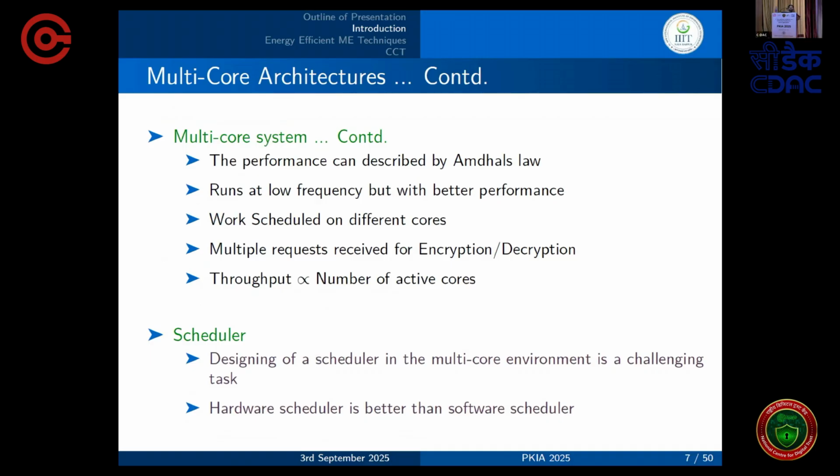So when we are designing the scheduler, we need to keep two things in mind. One is balancing workload. Another is that the operation must be assigned to a core which performs exactly the operation we need.